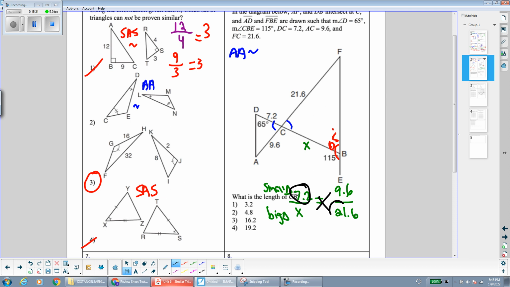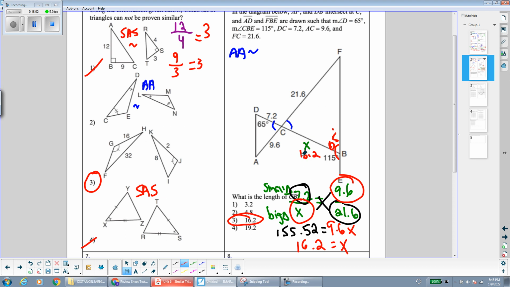So let me multiply these two together, 7.2 and 21.6. Let me do that on my calculator. I got 155.52, and that's equal to 9.6 times x. Now let me divide both sides by 9.6. And I get that x is equal to 16.2. And that represents the length of CB, 16.2.